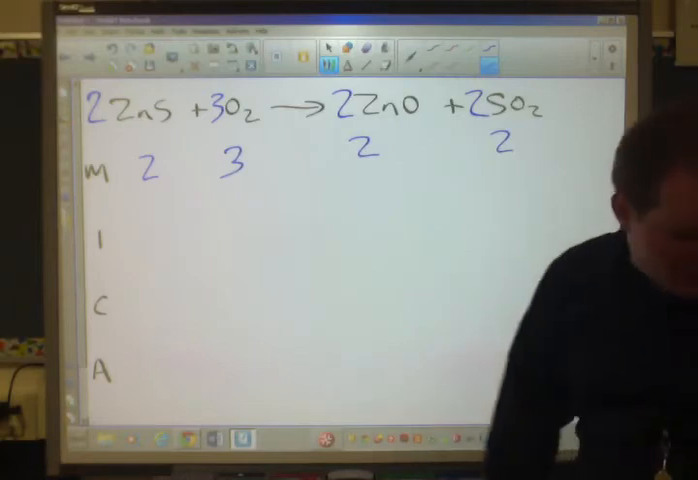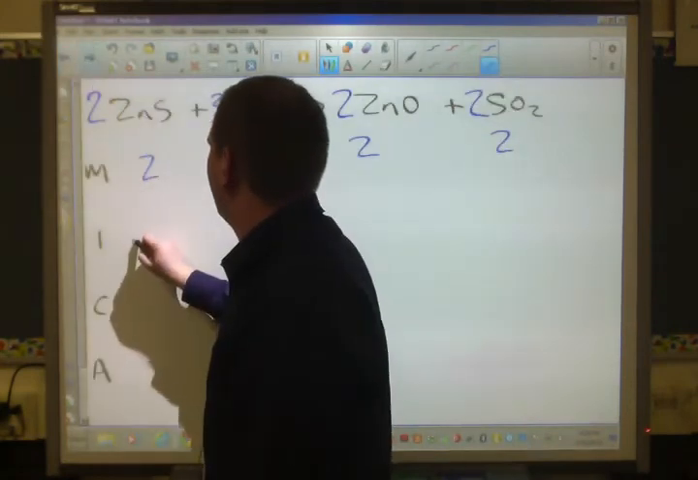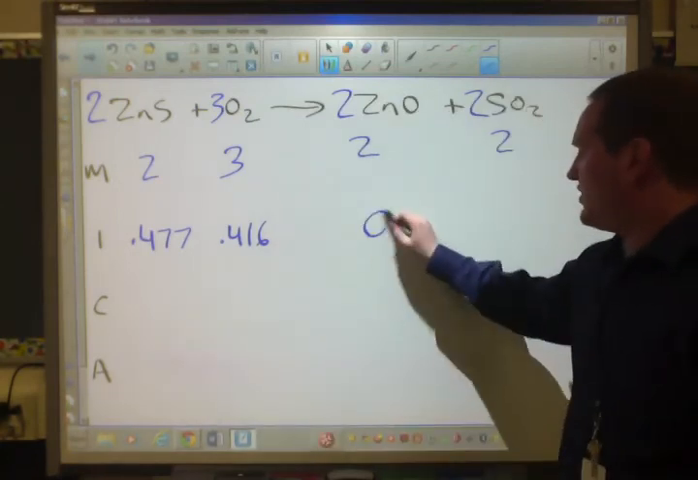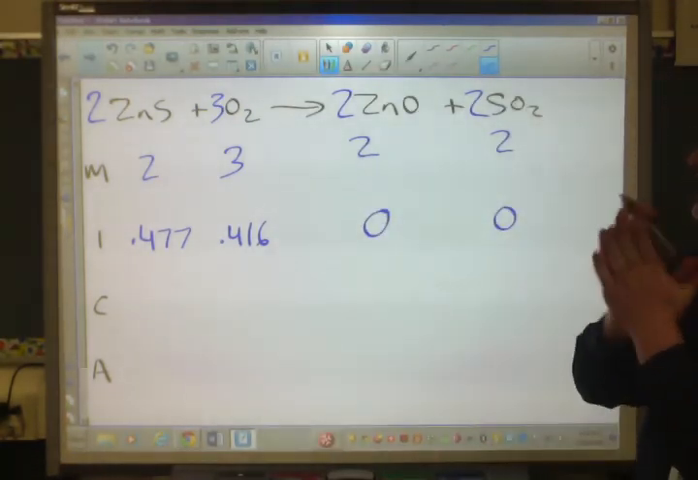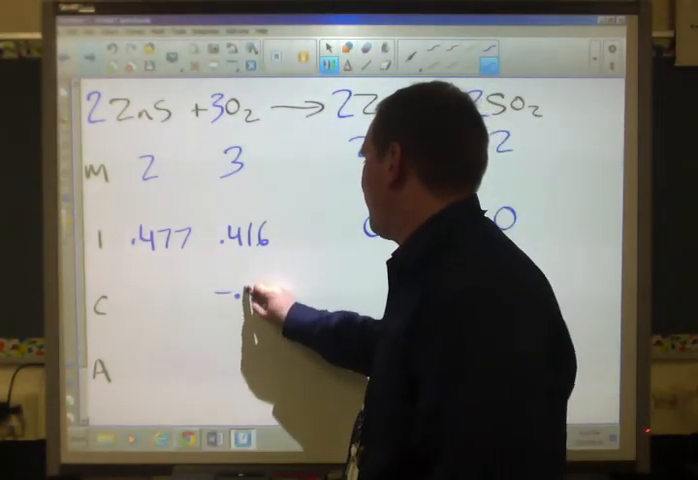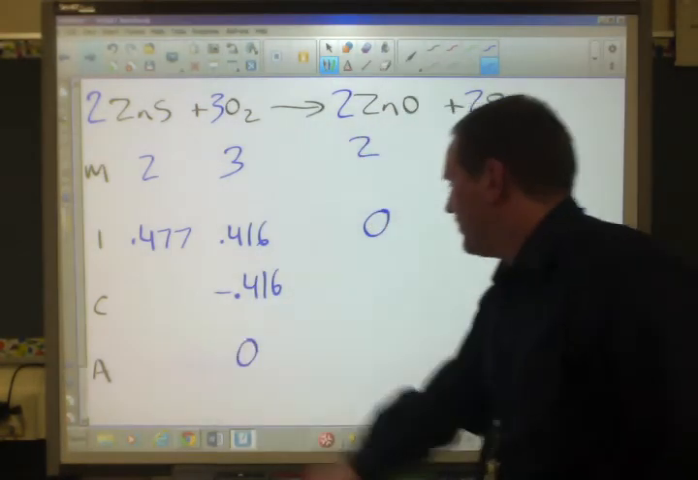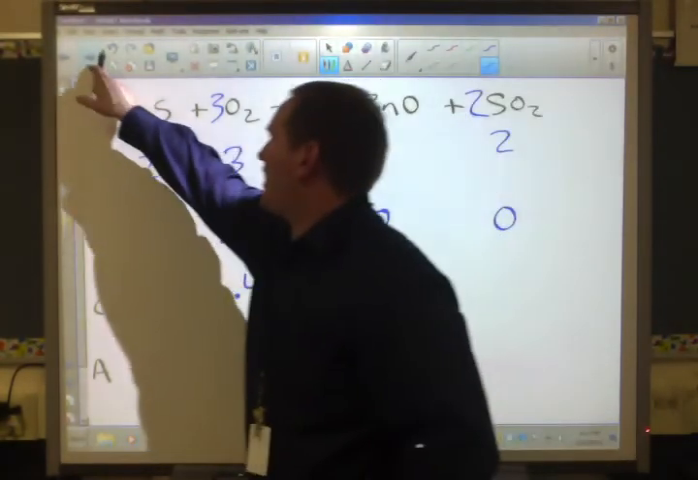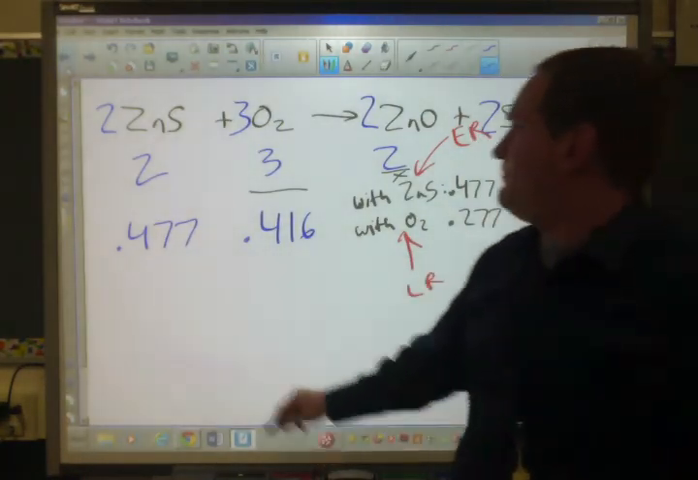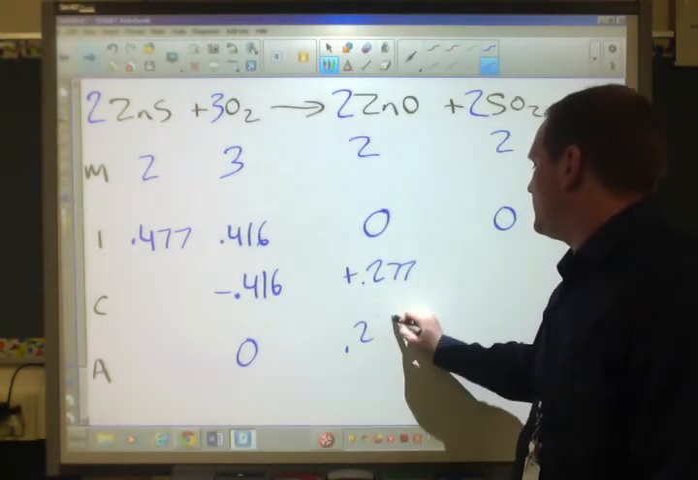For I, that's initial. How much of everything do I have initially? So, we already solved a lot of this. 0.477, 0.416. And since this is initial, I have 0 of that and 0 of this. Since oxygen is my limiting reactant, I'm going to lose all of this. Minus 0.416. Okay? So after, we're going to have 0 here. We've already figured out how much of this I'm going to get. With oxygen, I'm going to get 0.277. Plus 0.277 gives me 0.277.